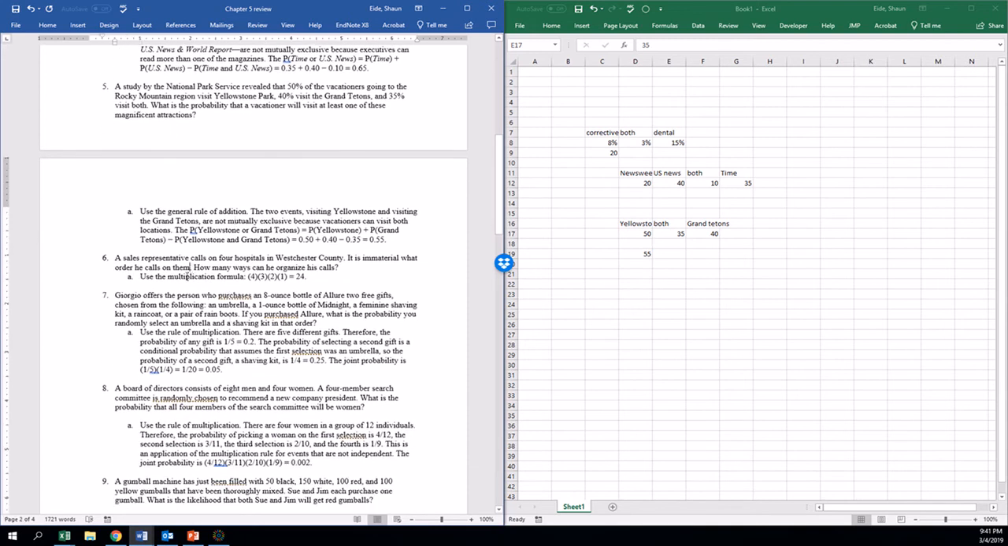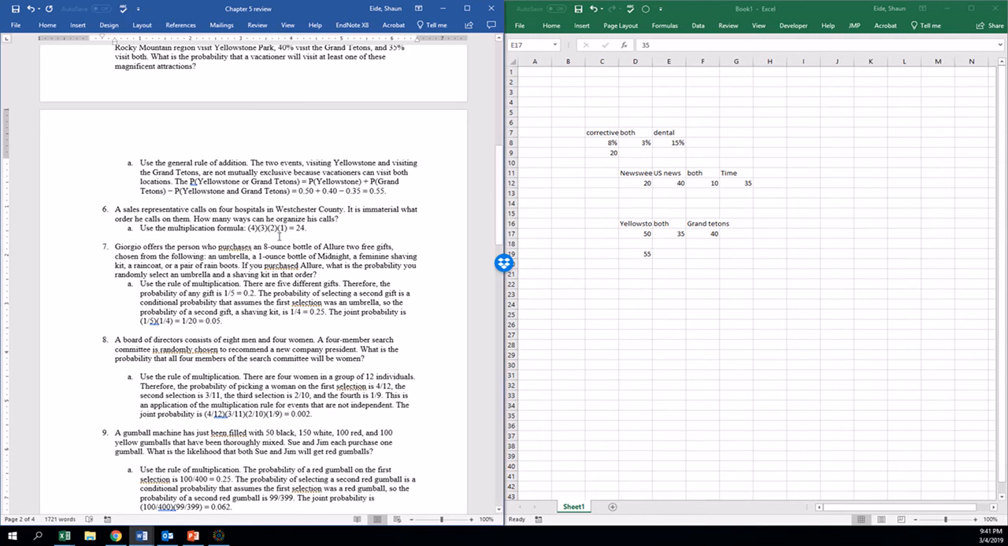Okay, so moving on, number 6. A sales rep calls on 4 hospitals in Westchester County. It's immaterial which order he calls. How many ways can he organize his calls? Here we're just using the multiplication formula. Basically there are 4 different calls that he can make for the first one, so we just do 4 factorial, which equals 24. If there are 4 different hospitals and it's immaterial in which order he calls them, just do 4 factorial.